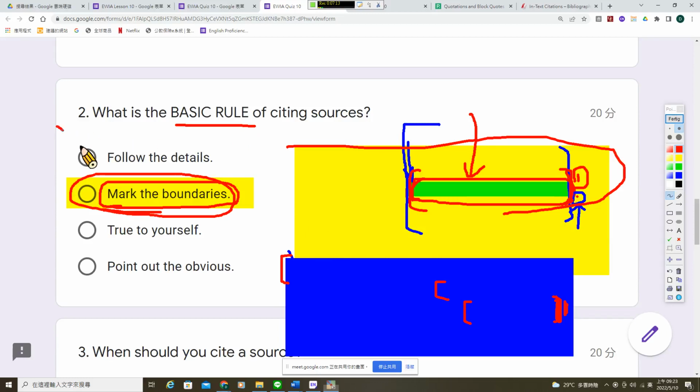But how about the others? Follow the details? Not really, because when we say citation, you take 1 or 2 sentences of a certain passage from other authors. Your purpose is to use their arguments, use their ideas to support your arguments. So it is not about the details. It's about the ideas. So the ideas are the core concerns.